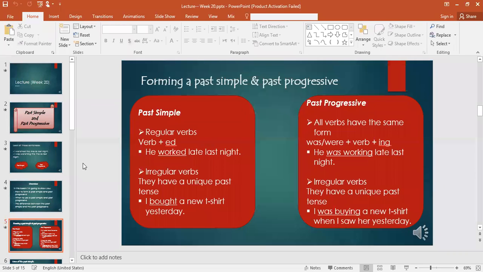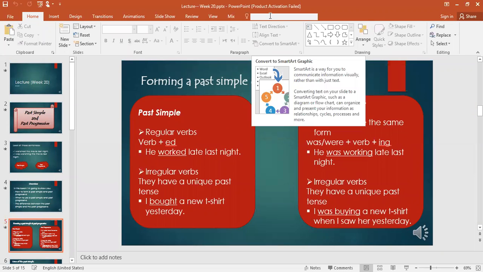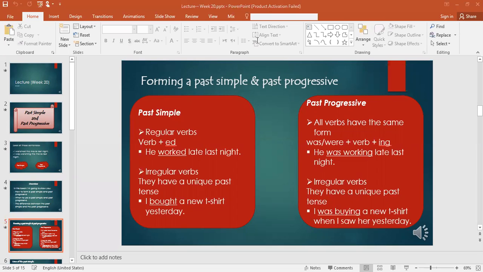What is the third use of the past simple tense? Who can remind us? Series of completed actions. Excellent, Razan, excellent, Huda. It is similar to the completed actions in the past, but the only difference is that here we have more than one action. So you do more than one action, okay? Now this is everything we talked about.